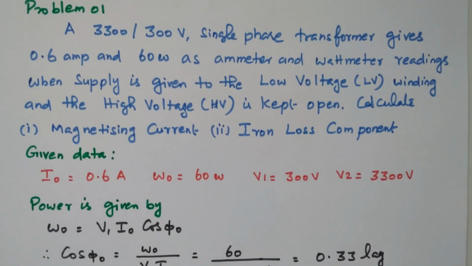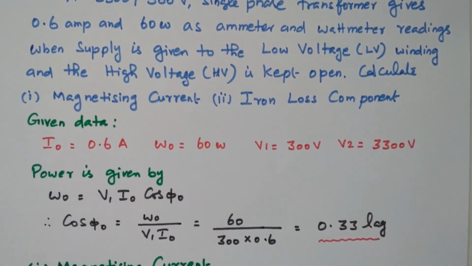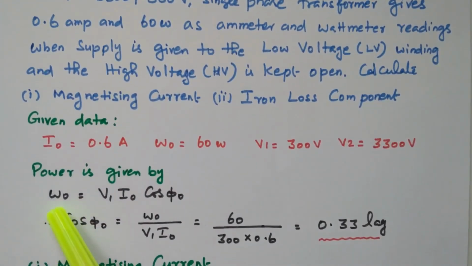The power is given by the wattmeter reading, which is nothing but V1 I naught cos phi naught. The power taken by the transformer under no load condition is nothing but V1 I naught cos phi naught. From that we can find the cos phi value. Bringing V1 and I naught to the denominator, cos phi naught equals W naught divided by V1 I naught.